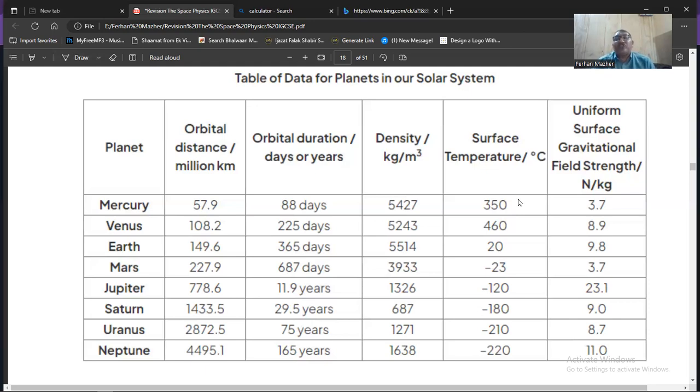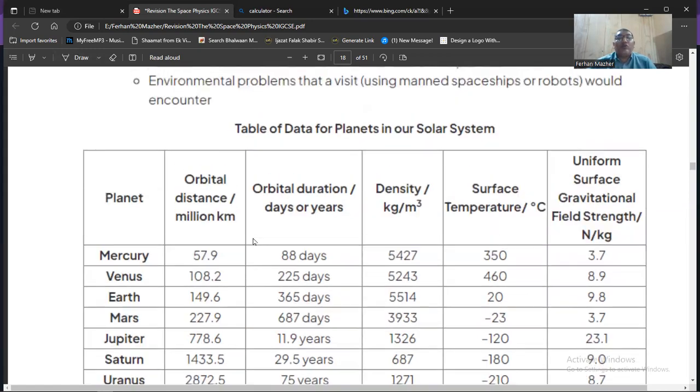Uniform surface gravitational field strength, in newtons per kg, the g value. On Mercury, it is 3.7. On Venus, it is 8.9. On Earth, it is 9.8. On Mars, it is 3.7. On Jupiter, it is 23.1. On Saturn, it is 9.0. On Uranus, it is 8.7. And on Neptune, it is 11.0.